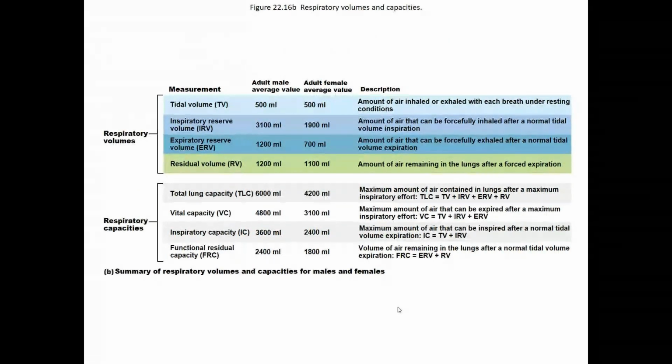So what does all this mean? We're going to just start with the top part of this, the colored part, for right now. Your tidal volume is about half a liter. Male and female both. Not big differences there.